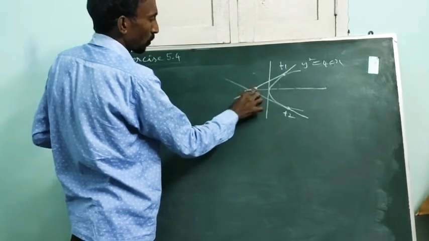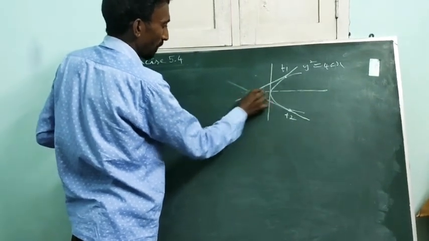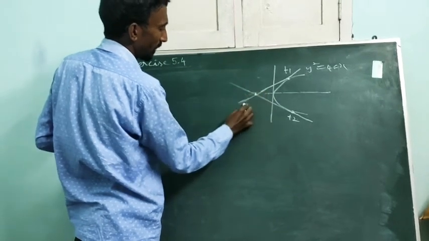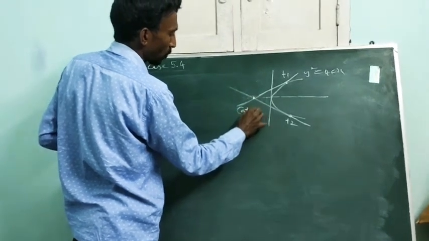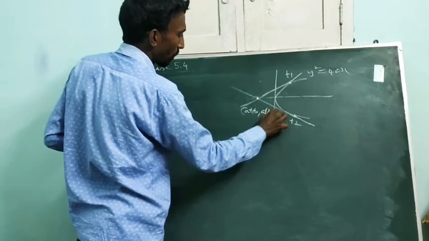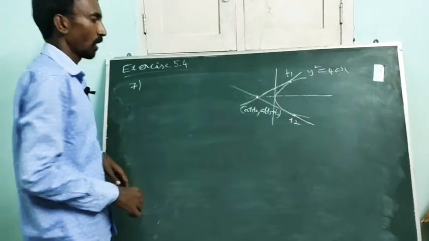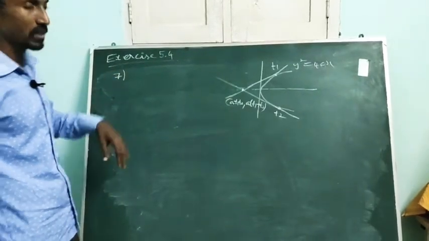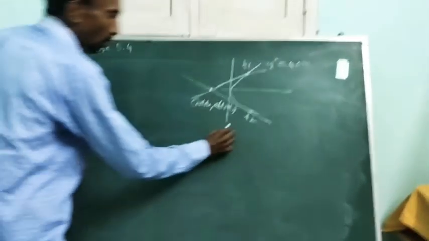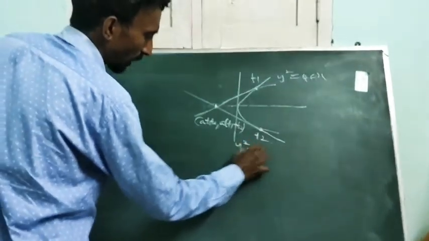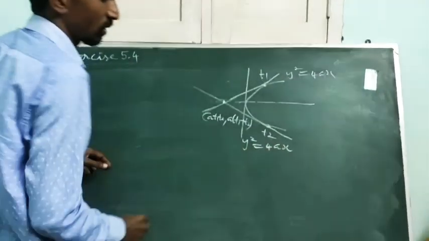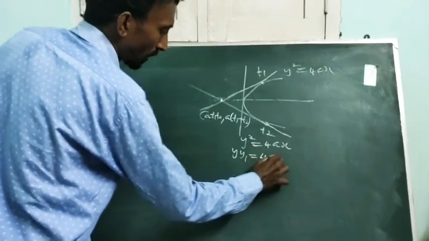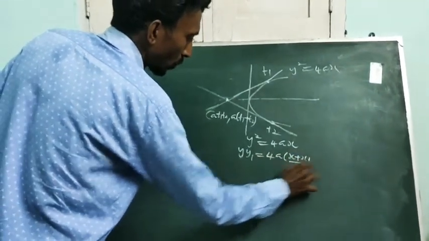Our aim is to prove, it may be not x-axis, it may be anywhere. Our aim is to prove this point of intersection is a t1 t2 comma a into t1 plus t2. That is our aim. Are you clear? So for that one, you just remember the equation of the tangent, or use the replacement method. Y square equal to 4ax, y y1 equal to 4a into x plus x1 by 2.